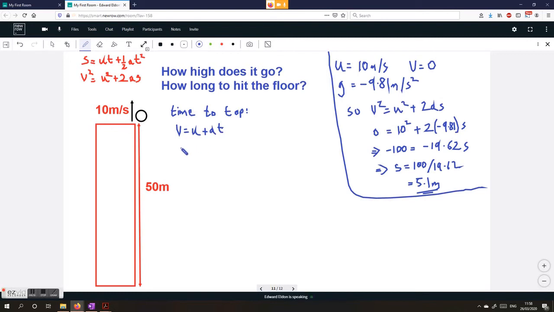So this is v equals u plus at that we're going to use. 0 meters per second at the top, so v equals 0. Put in the numbers, again, take care with that minus sign. Do some rearranging. We get 9.81 t equals 10. So that means that the time equals 1 second. Well, I'm just going to approximate here that that's equal to 1 second.